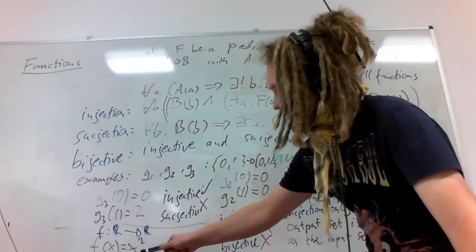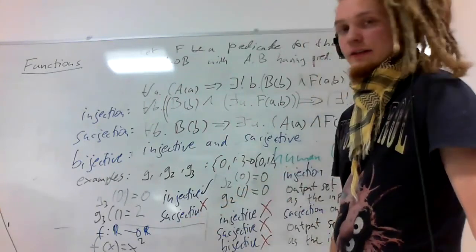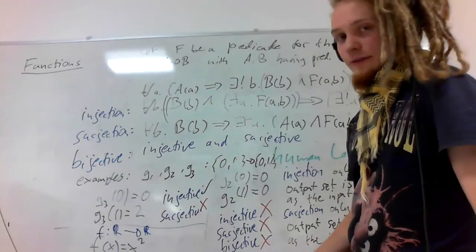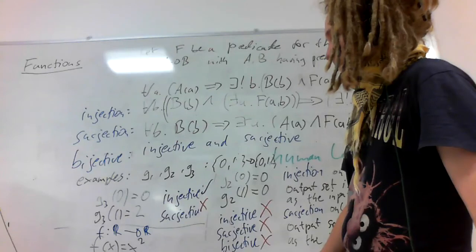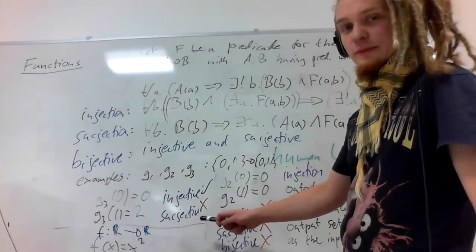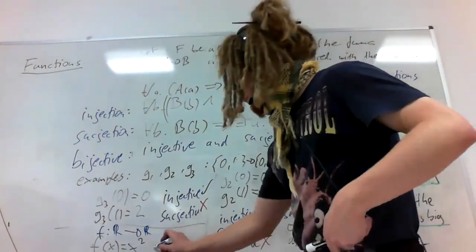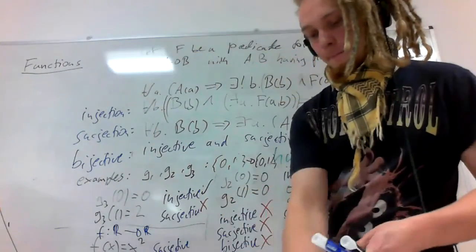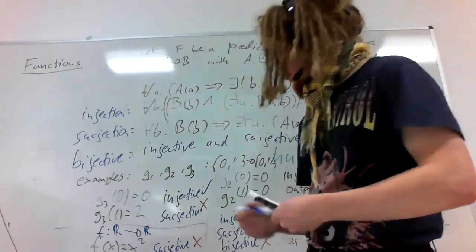Okay, so the first thing we notice is x squared never gets negative, right? So we are obviously not hitting a lot of reals, all the negative reals, to be precise. And therefore we cannot be surjective, because surjective means we hit every element. So this one is definitely not surjective. Let's check for injective.